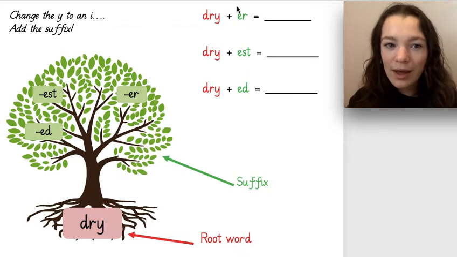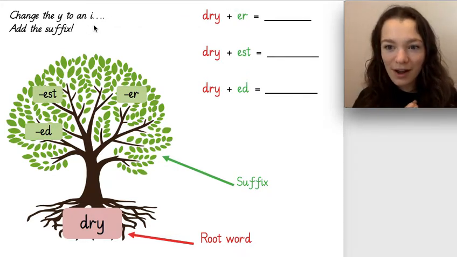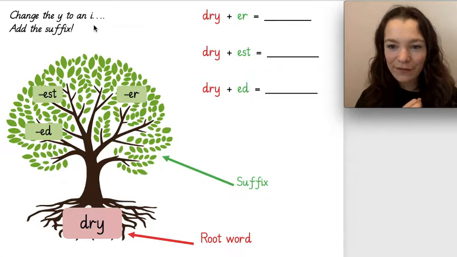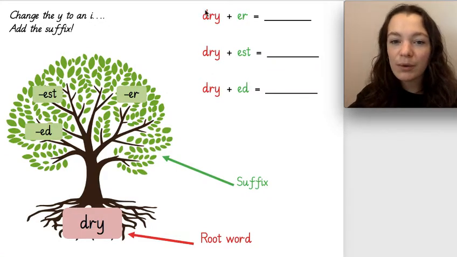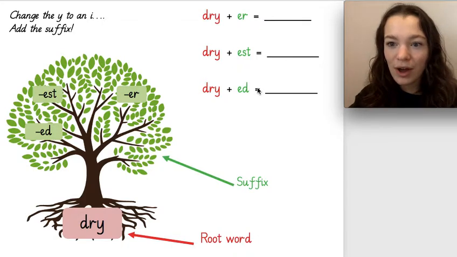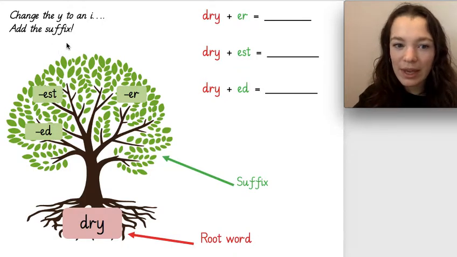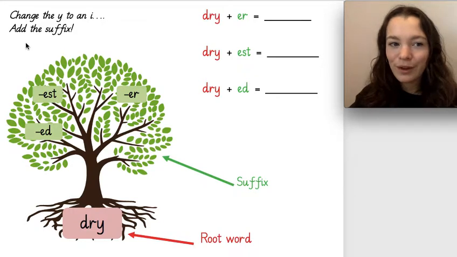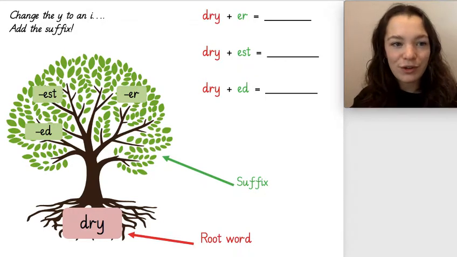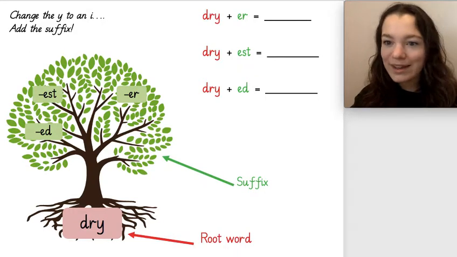But remember, change the Y to an I and add the suffix. So pause this video. I would like you to write me drier, driest and dried. But remember our rule, it's up here to remind you. Okay, let's have a look. Let's go through that and you can mark your work and give it some ticks.